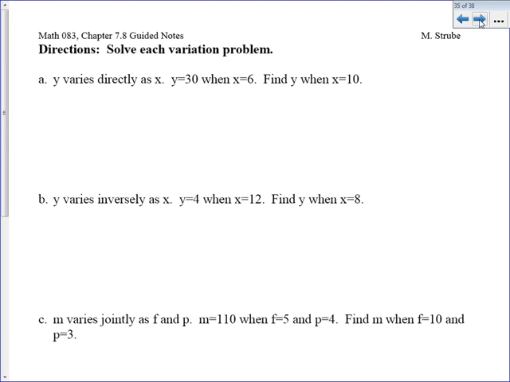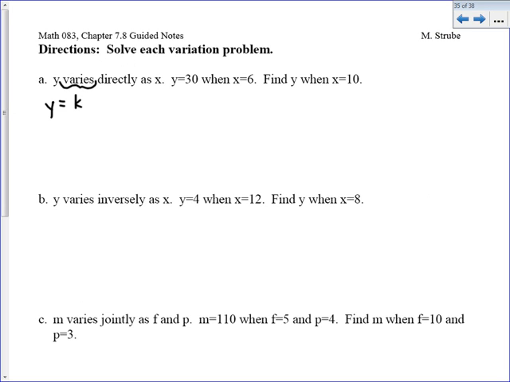So this is what one of these problems looks like. Y varies directly as x. Y equals 30 when x equals 6. Find y when x equals 10. Read these word by word. Don't try to read them all at once. So let's just go through. So y, okay? First thing, start with y. Varies. What did I say always goes in place of varies? Equals k. And now we've got to decide what's happening to k.